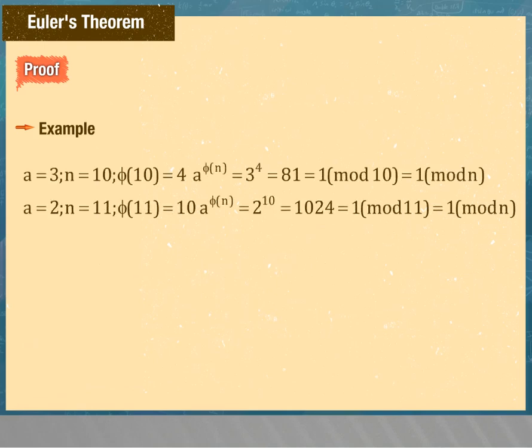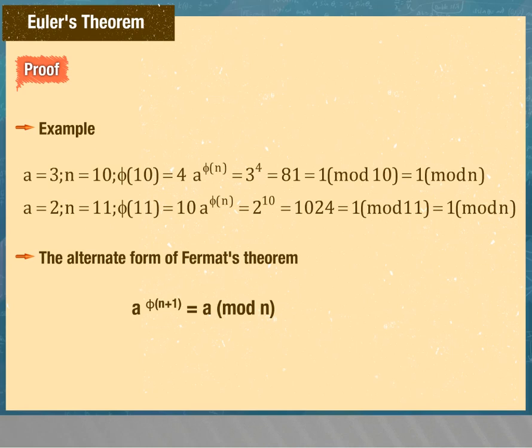Example: a is equal to 3, n is equal to 10. Phi of 10 is equal to 4, so a power phi of n is equal to 3 power 4, which is equal to 81, which is equal to 1 mod 10. A is equal to 2, n is equal to 11. Phi of 11 is equal to 10, so a power phi of n is equal to 2 power 10, which is equal to 1024, which is equal to 1 mod 11. The alternate form of Fermat's theorem: a power phi of n plus 1 is equal to a mod n.